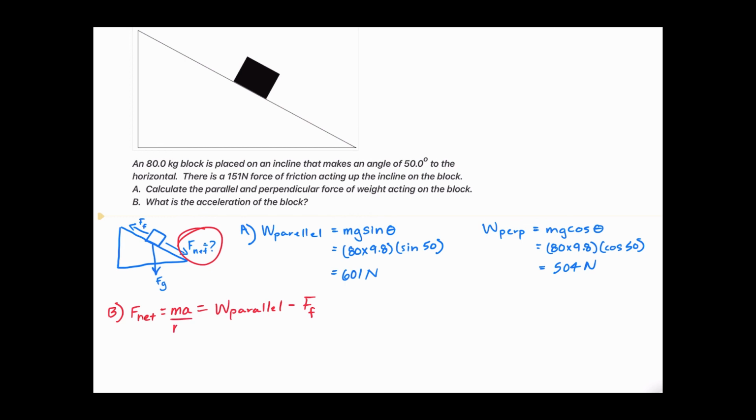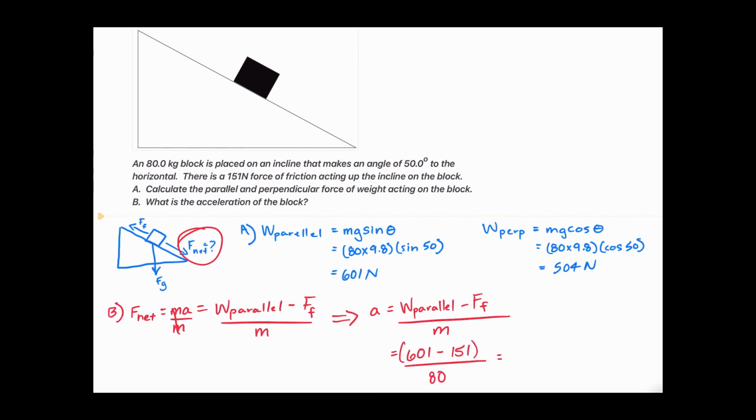Okay. So now we can go ahead and we can solve for our acceleration. So I can just divide by this mass. And then I'll get acceleration is equal to W parallel minus F divided by M. Okay. So now I can take that 601 that I found. The friction, they've already told us that, so we don't have to solve that. That's nice. And then we'll divide by 80.